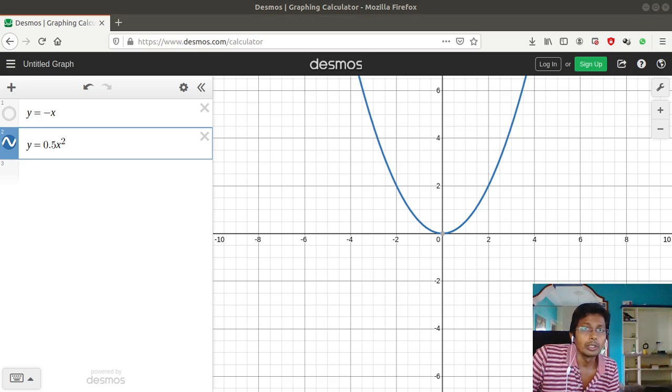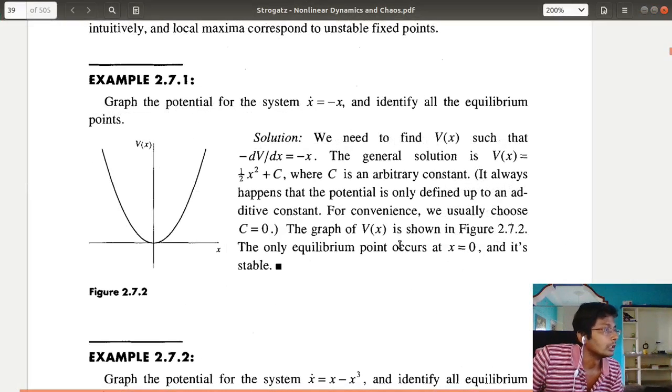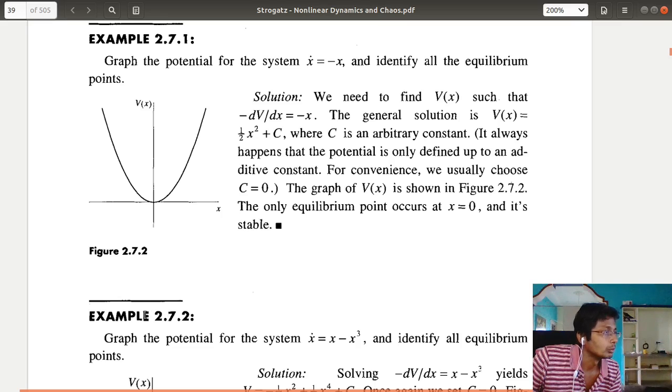In this book, I want you to attempt to solve this, or go through this example. This is the system differential equation. For this you need to calculate the potential, and try to plot the potential, and try to understand whether you are getting the correct result or not. So that's all about the potentials.